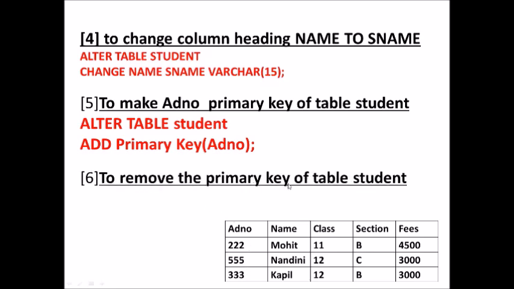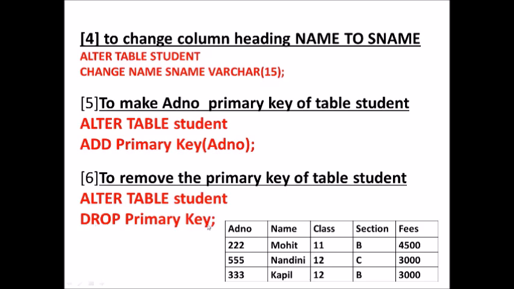If you want to remove the primary key of the table, that is if you want to drop the constraint primary key of the table, then you have to write the command alter table student drop primary key. So whichever column you have set for the primary key, that property primary key or the constraint primary key will be dropped.